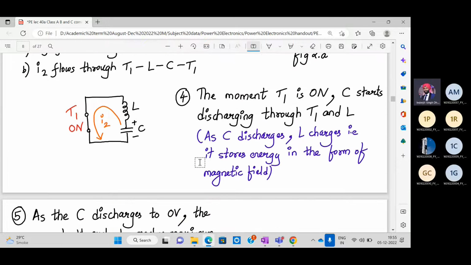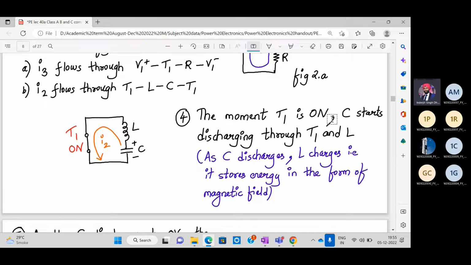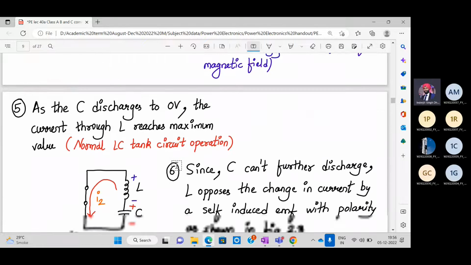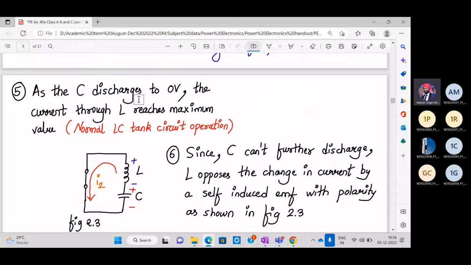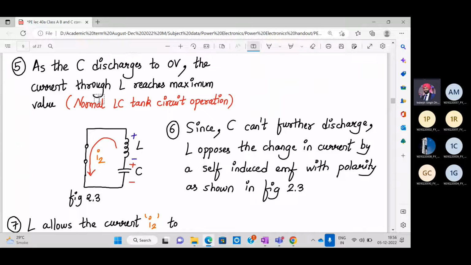Now, the moment T1 is on, the capacitor starts discharging through T1 and L. As the capacitor discharges, L charges. The capacitor stores energy in the form of electrical energy, and the inductor stores energy in the form of a magnetic field. So as the capacitor is discharged to zero, the current through L has reached its maximum value.